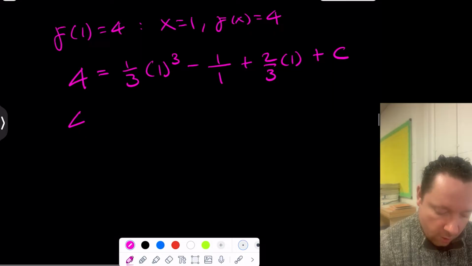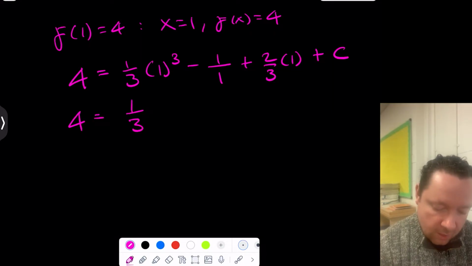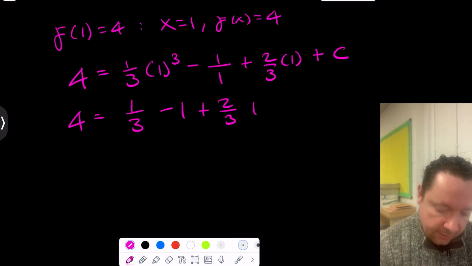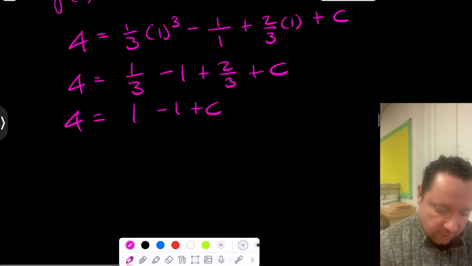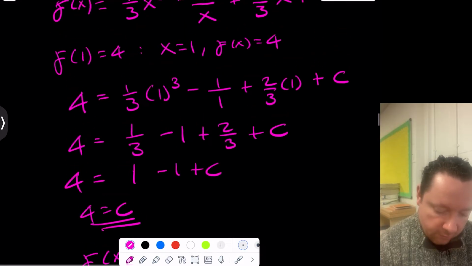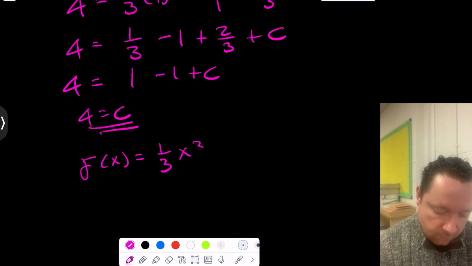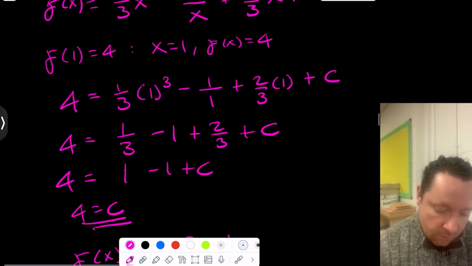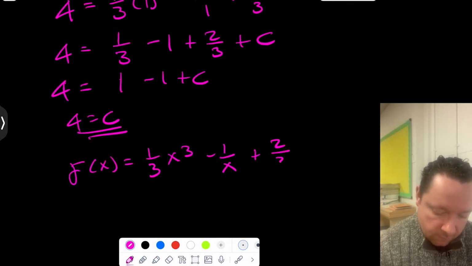So that means that 4 equals 1/3, minus 1, plus 2/3, plus c. Keeping our heads on with fractions, 1/3 plus 2/3 is 1, minus 1 plus c. So 1 minus 1 is 0, so 4 equals c. So now we can just rewrite our function as f of x is equal to 1/3 x cubed minus 1 over x plus 2 thirds x plus c, which is 4. And we're done there.